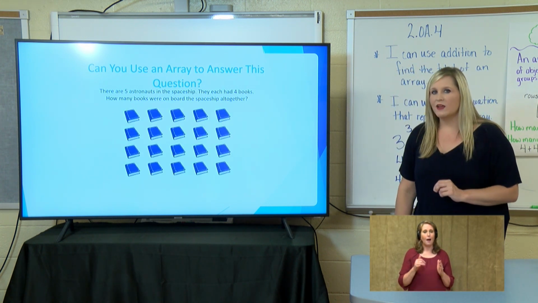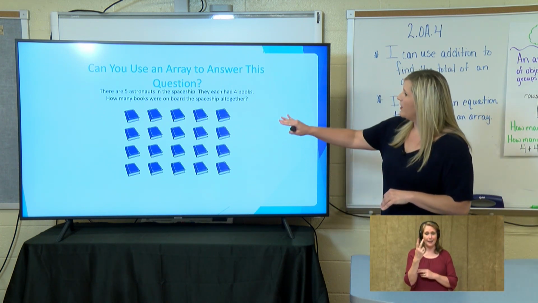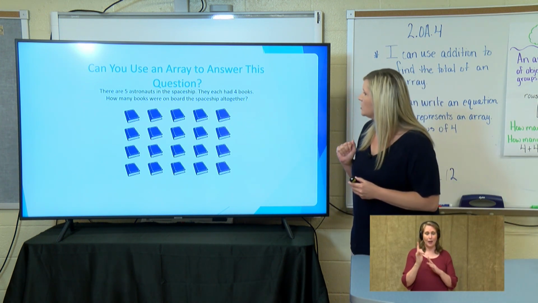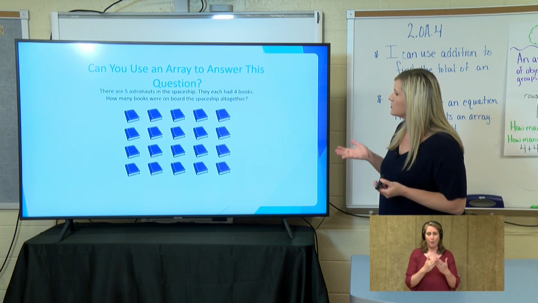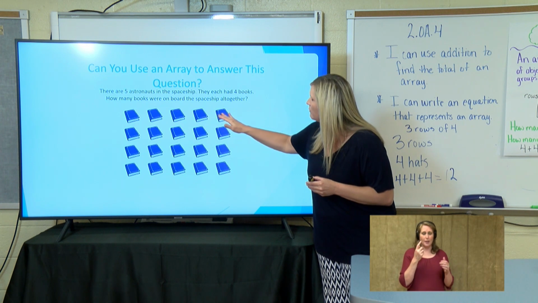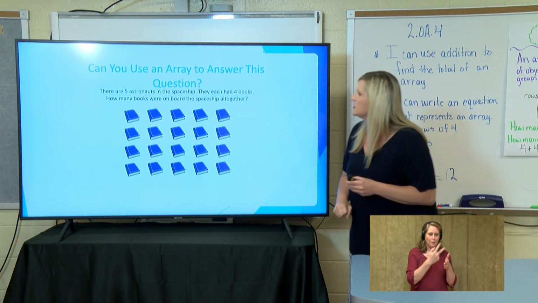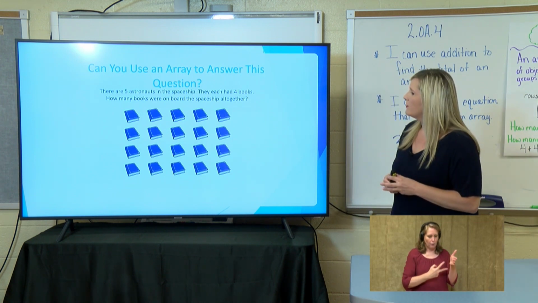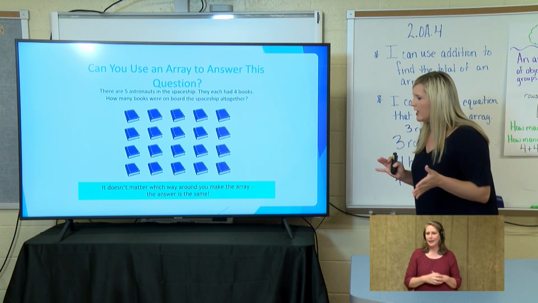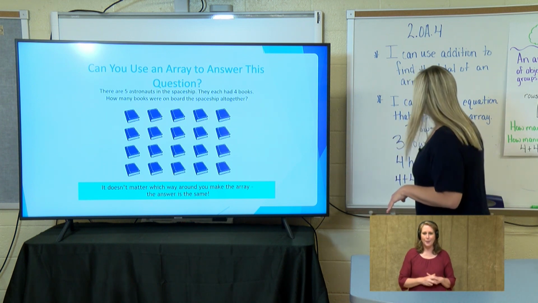All right, so look at our array. So we see 5 astronauts on the spaceship. They each had 4 books. So how many books were on board the spaceship altogether? So we look and we see 1, 2, 3, 4, 5, and then we see 1, 2, 3, 4. We see 4 rows of 5. And it says it doesn't matter which way around you make the array, the answer would be the same, which is what we just talked about over here.